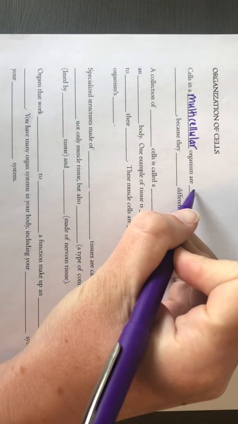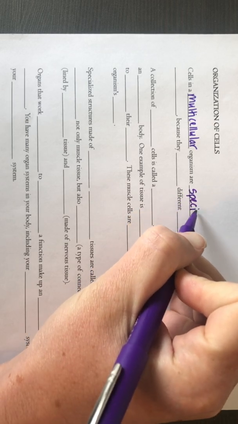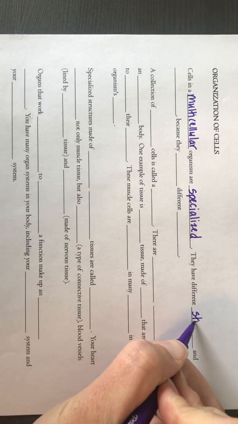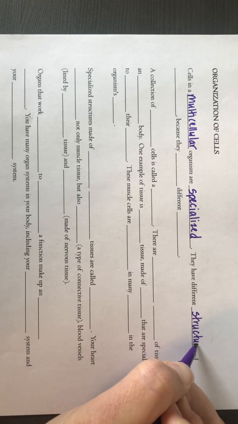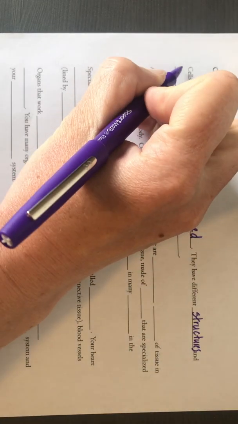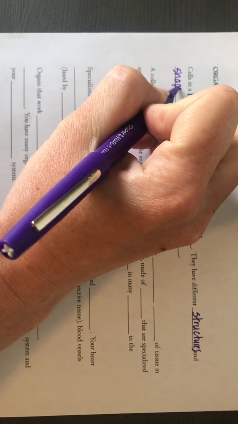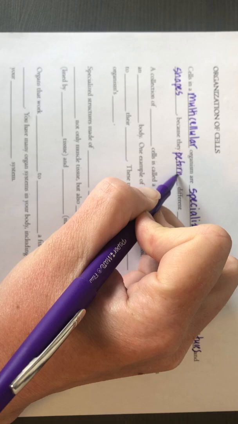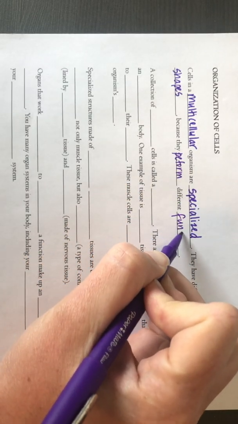Well, first of all, in a multicellular organism, cells are what we would call specialized. And what that means is that they have different structures and shapes because they perform different functions.